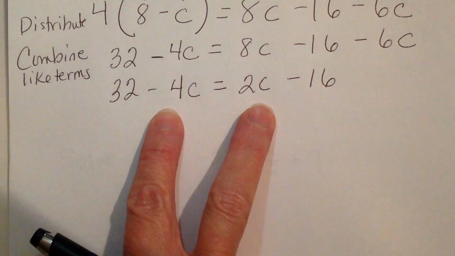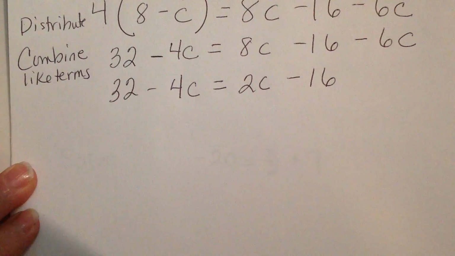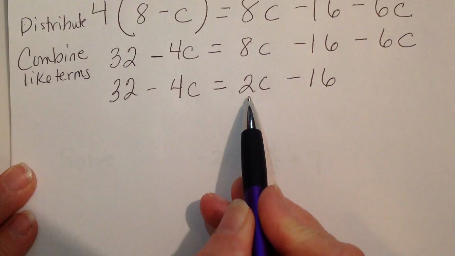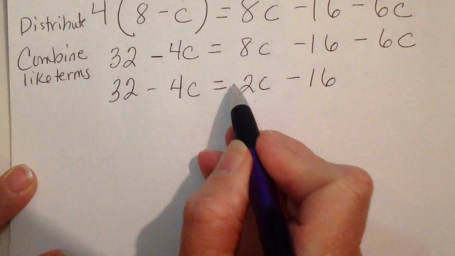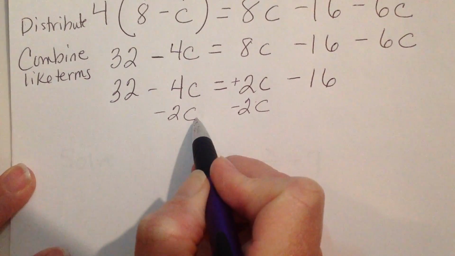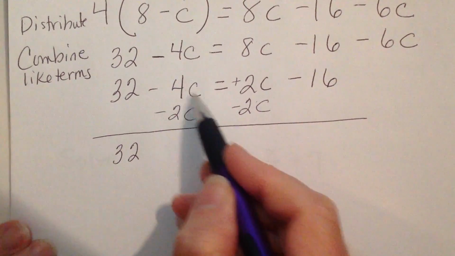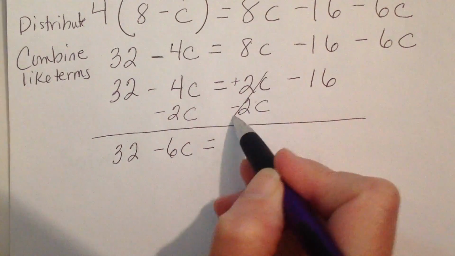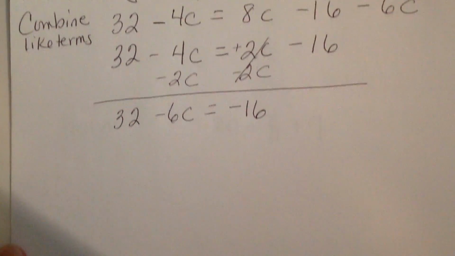Next, I see that I have two variable terms, one on the left side, one on the right. I need to move the variable terms to the same side. The first step I always take when I have variables on both sides is I move the term from the right-hand side. So I have positive 2C. I need to subtract 2C from both sides. Therefore, I get 32. Now, negative 4C and negative 2C is negative 6C equals. The 2C's cancel, leaving me just negative 16 on the right-hand side.